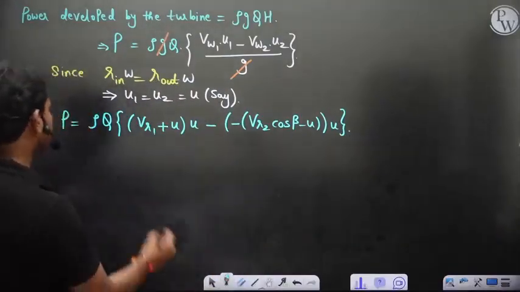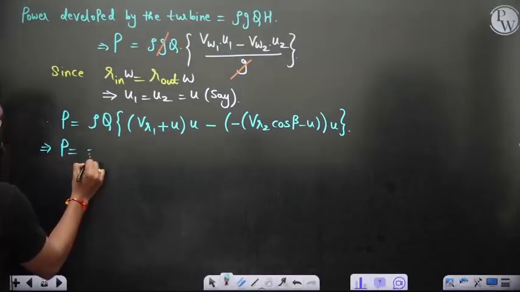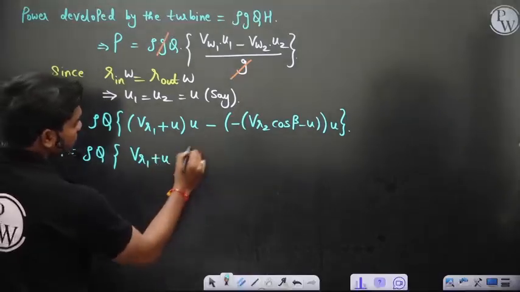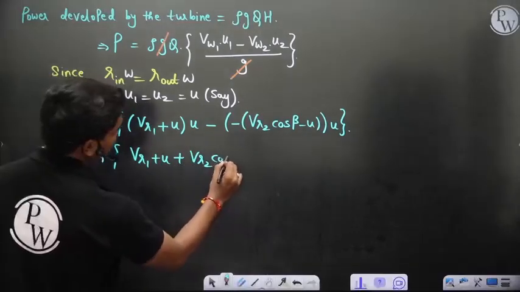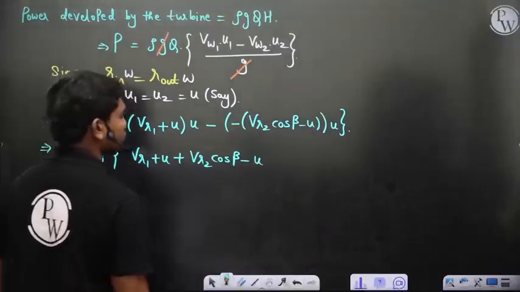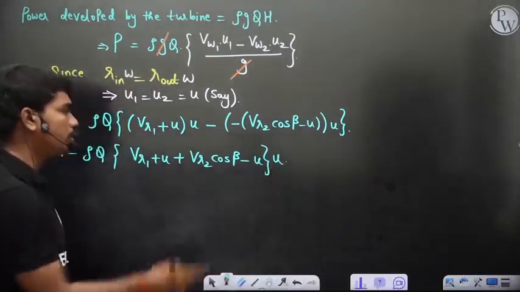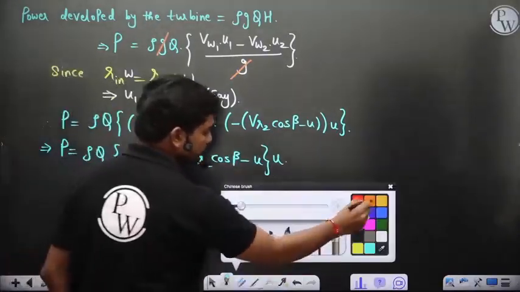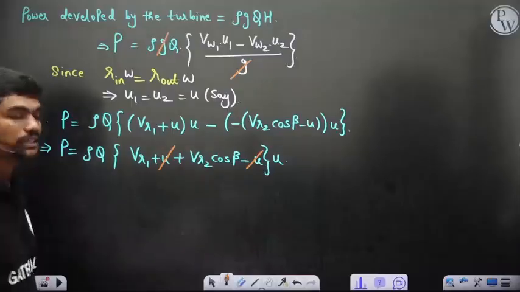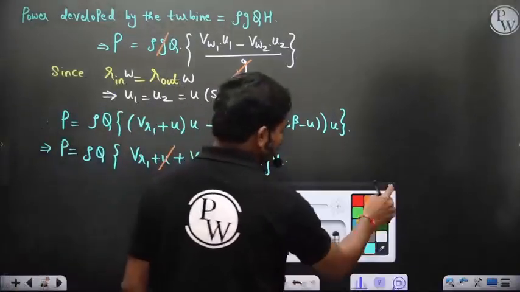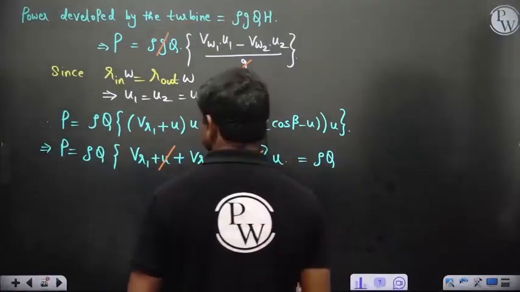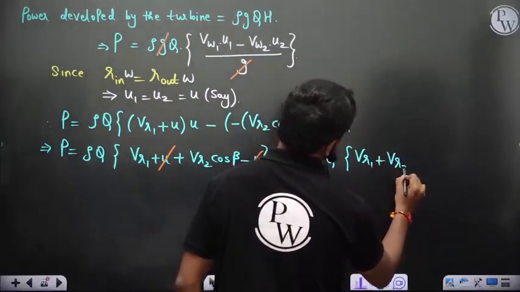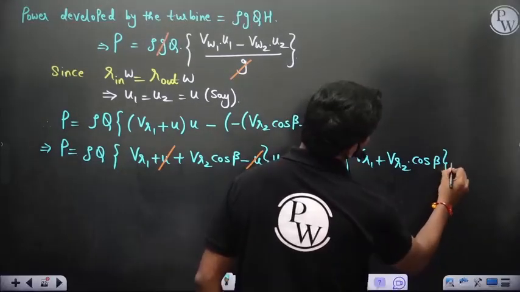So if you make simplification, the power developed by the turbine is rho Q into VR1 plus U minus of minus VR2 cos beta plus U, times U. One more U is there. Okay, that U is also there, because this U and U from the two terms at the multiplication I am taking out as common. Then ultimately this plus U and this plus U and minus U gets cancelled. So we can write this as rho Q into VR1 plus VR2 cos beta times U, of course.